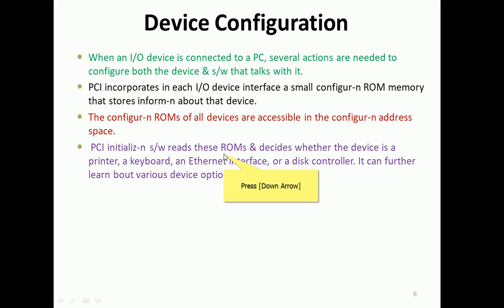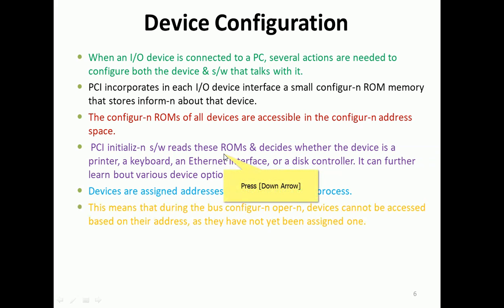During PCI initialization, the software reads these read-only memories and decides whether the device is a printer, scanner or interface card, etc. It can further learn about various device options and their characteristics. Devices are assigned addresses during the initialization process. This means that during the bus configuration operation, a device cannot be accessed based on its address.